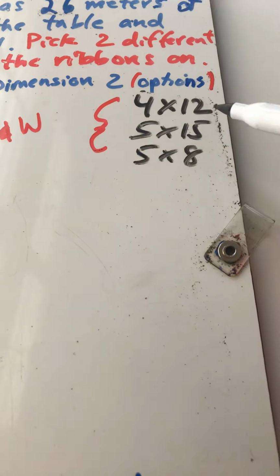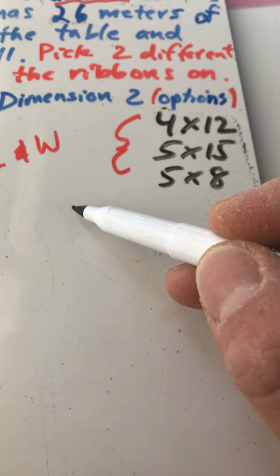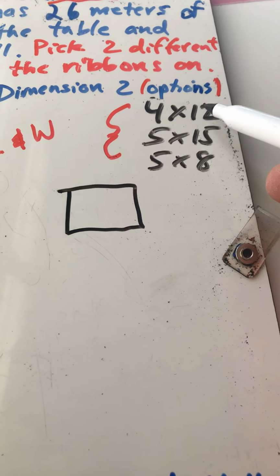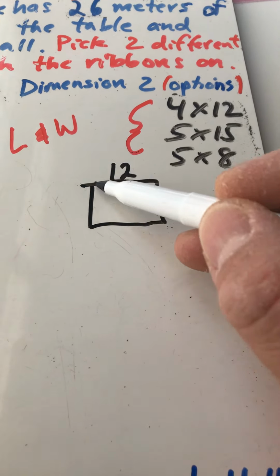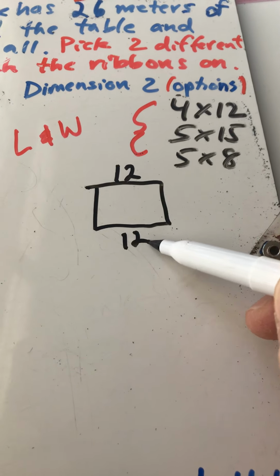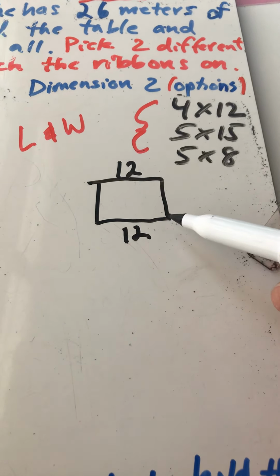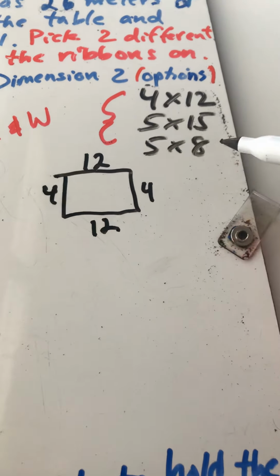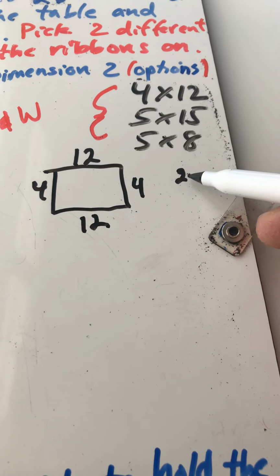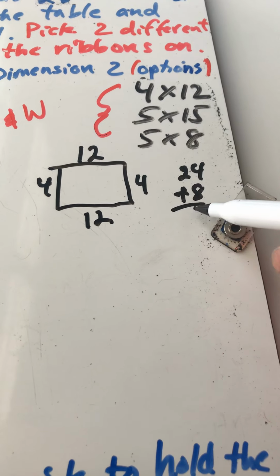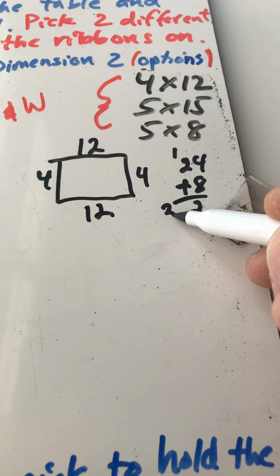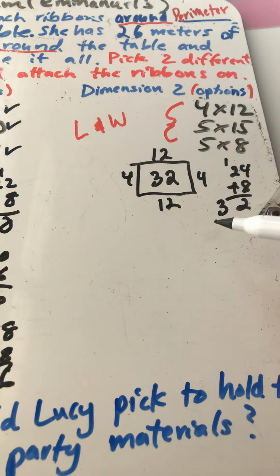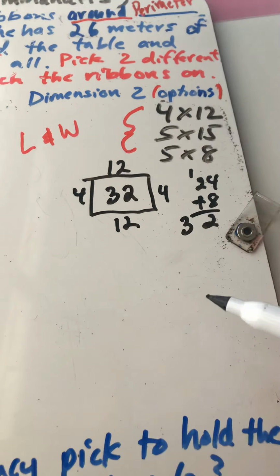Now I've got to do the same process to this side. So the next one, here's another table. The bigger side is 12. That goes up here because it's the longer side. And if that's 12, then this must be 12 also because it's opposite ends. And then this is 4, and this is 4. So 12 and 12 is 24, and 4 and 4 is 8, and 24 and 8 is 32. So this one's 32. That one's going to be too much around, so that's not it. Remember, we're looking for 26.